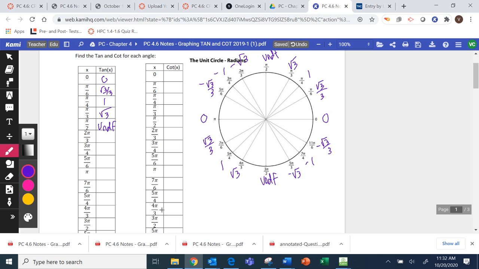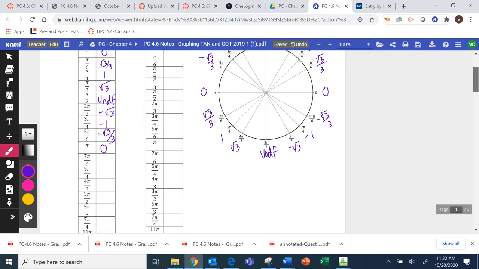Hey, what's going to happen at undefined? Not everybody at once. I can't understand you because you're all talking at once. What's going to happen at undefined? Lydia, what's going to happen? There's going to be an asymptote. So you can already see that tangent's different than the sine or cosine, because we're already starting with an asymptote, where we didn't get asymptotes in sine and cosine until we reciprocated them.